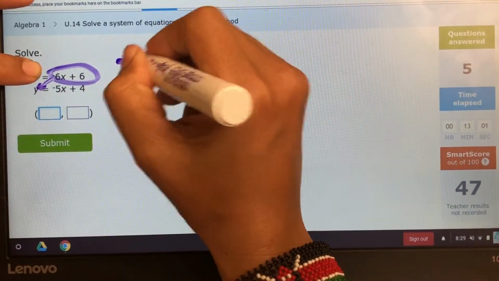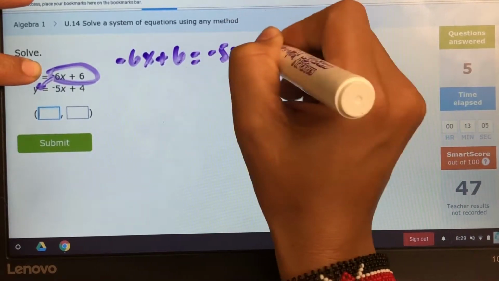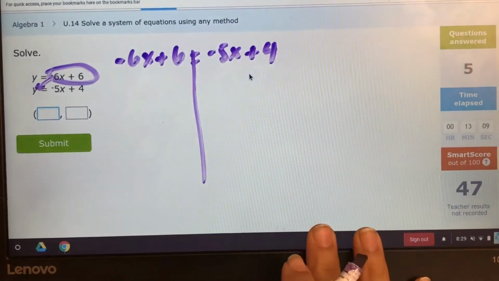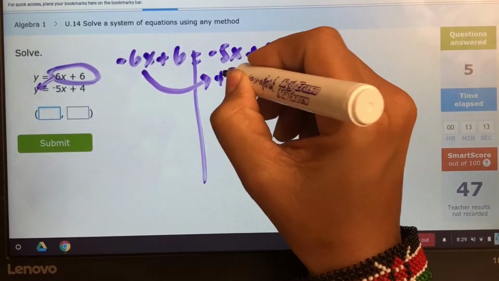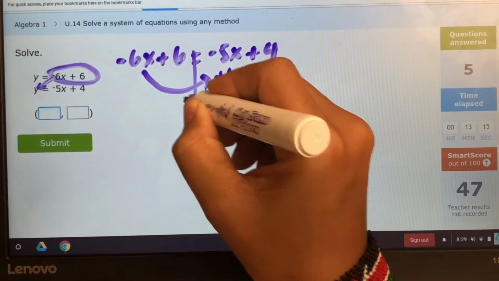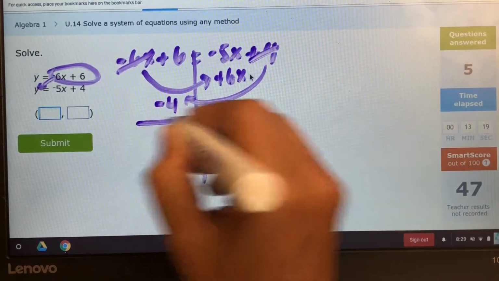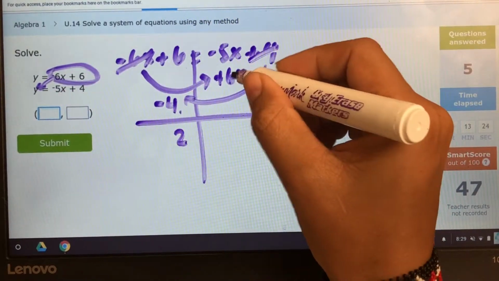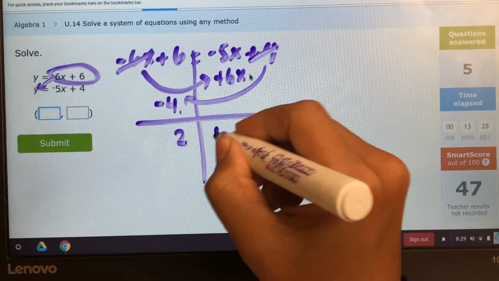So I'm going to have negative 6x plus 6 equals negative 5x plus 4. And now I'm just solving this equation. It doesn't matter which way I move it. I'm going to move this here so that it becomes positive, so it's going to be positive 6x. I'm going to move this one here, it's going to become negative 4. So that's gone and that's gone. Positives meet negatives, positive wins by 2 because there are more people. Positive meets negative, positive wins by 1 because there are more people, so 1x.